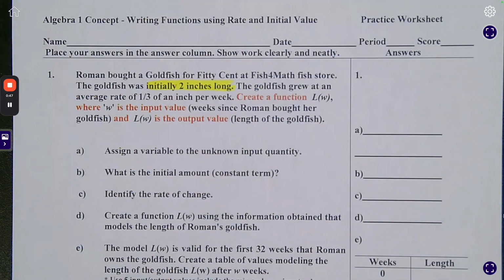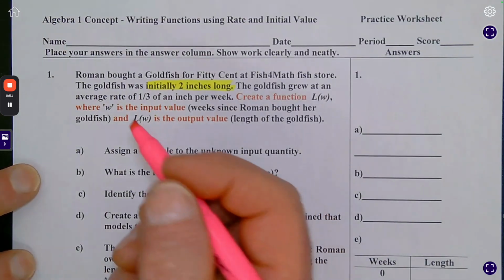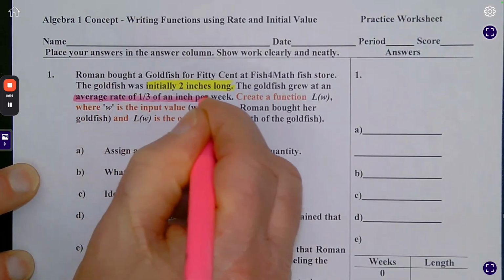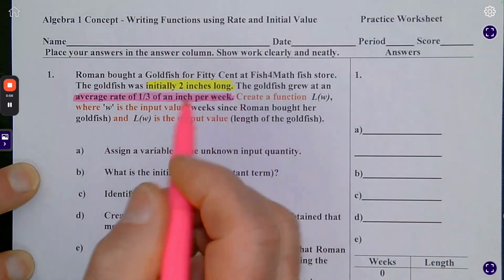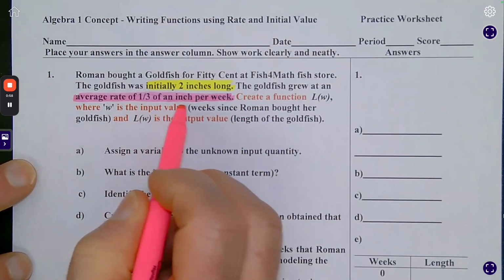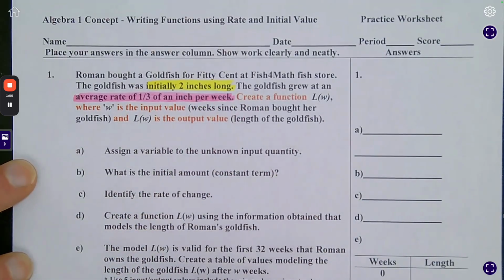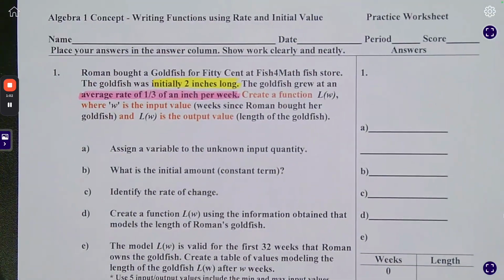The goldfish grew at an average rate of 1/3 of an inch per week. Ooh, that's important information. That is my rate of change. I change at 1/3 of an inch per 1 week. So that's how we change in the length.